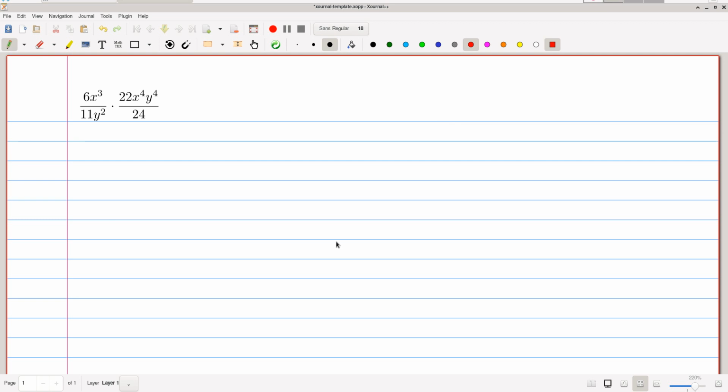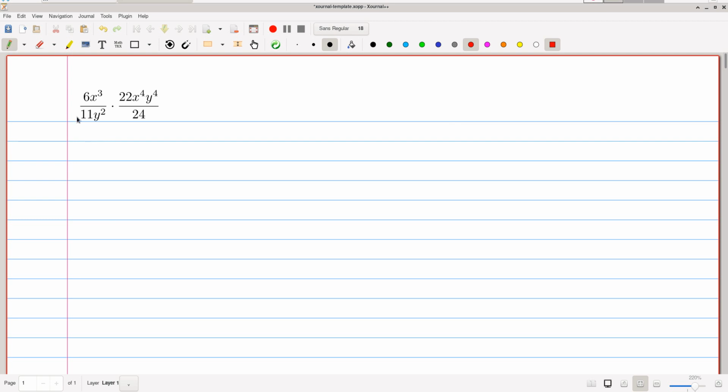Multiply these two fractions. 6x cubed over 11y squared times 22x to the fourth y to the fourth over 24. Each fraction only has one term in the numerator and one term in the denominator, so there's no need to factor. We can just start to reduce.